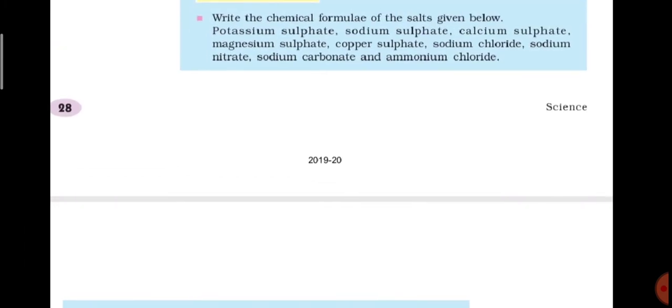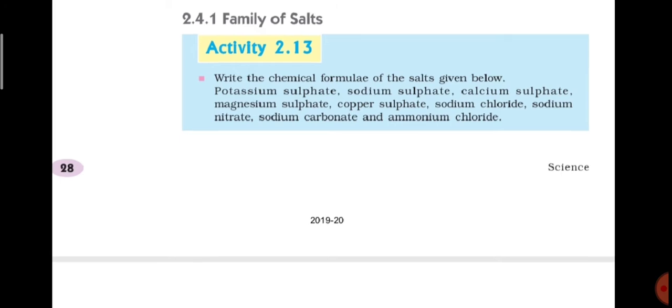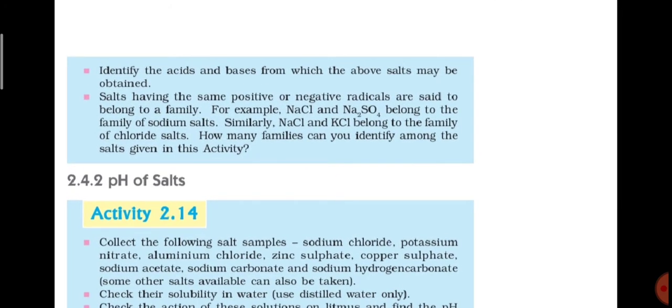So let us just see this once again. What you have to do, you have to identify which family these salts belong to. So here it is given that first you have to write the chemical formulae of the salts. When you write their chemical formulae, then on the basis of that you can easily identify which family they belong to. How to identify? Suppose salts have any common ion between them, then they belong to that particular family, as it is given here in the third point.